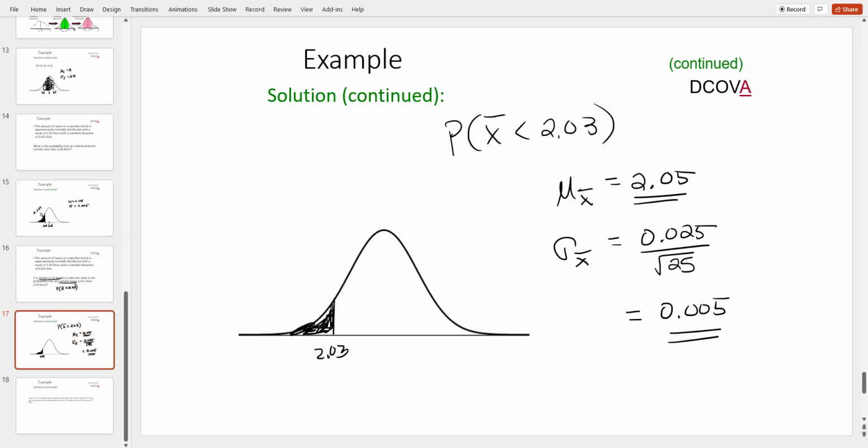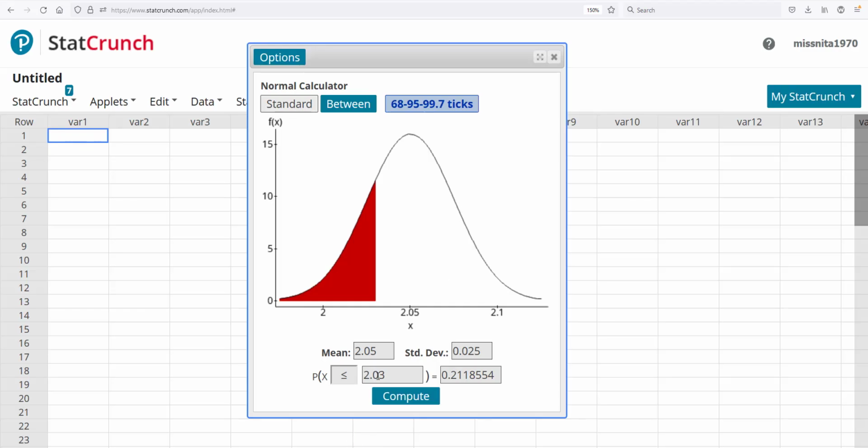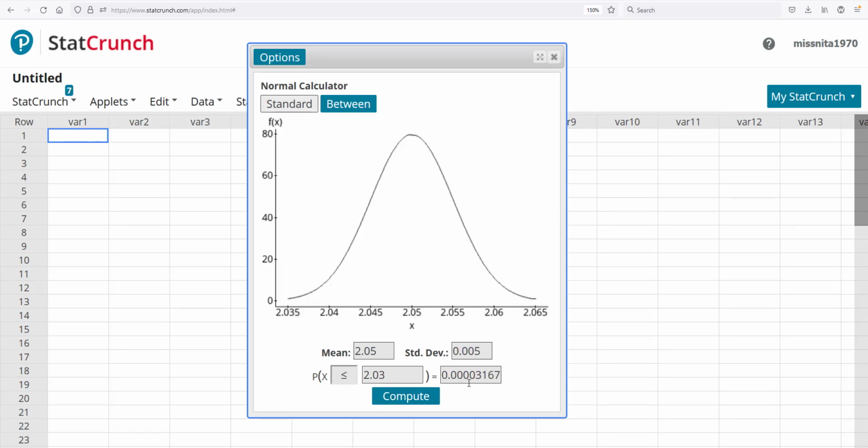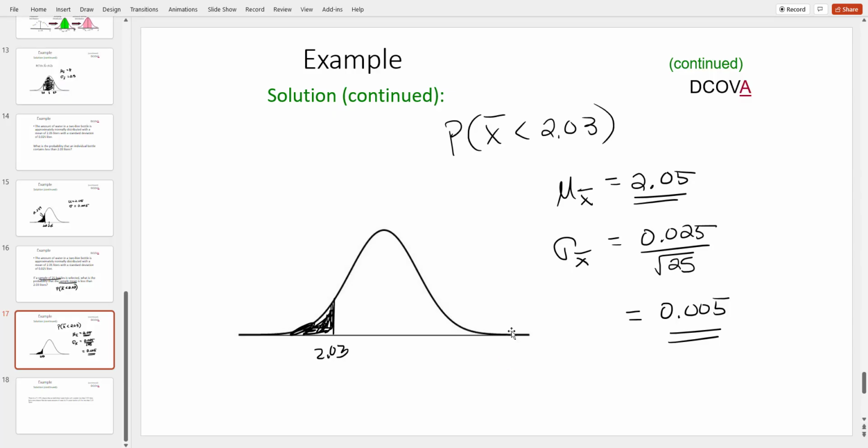So let's go ahead and plug this into StatCrunch. But this time, like I said, we have different values. We're going to plug our standard deviation in to be 0.005. Hit compute, and it's a really small number. It's 0.00003. So that's pretty much 0%. All right, so we'll say that this is 0. It's so small, it's just 0.